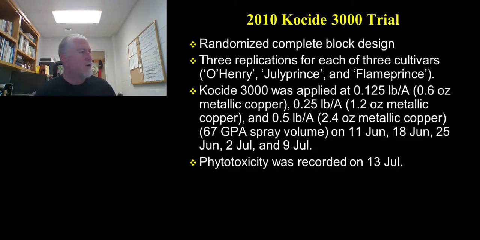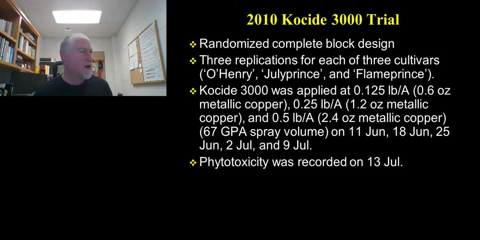So we did a spray trial back about 10 years ago, and I've shown some of this data previously, but I want to go back over it again. We're looking at 3 different varieties. If you look at the rates, the actual labeled rates are 1/4 pound to 1/2 pound per acre. So that's 1.2 ounces of phthalic copper and 2.4 ounces. That's what's on the label for COSIDE.